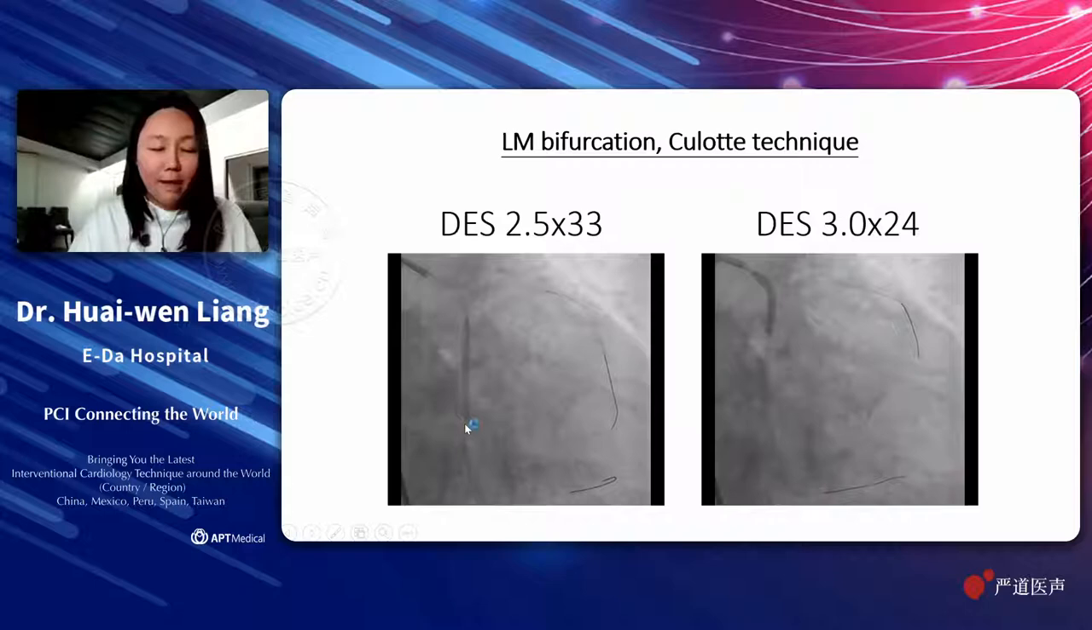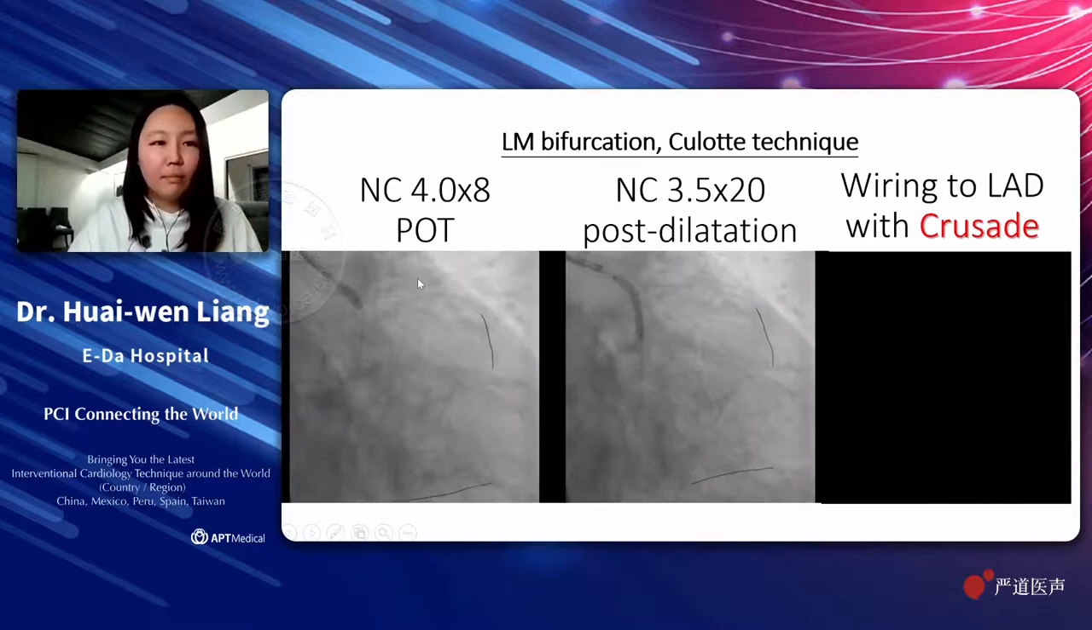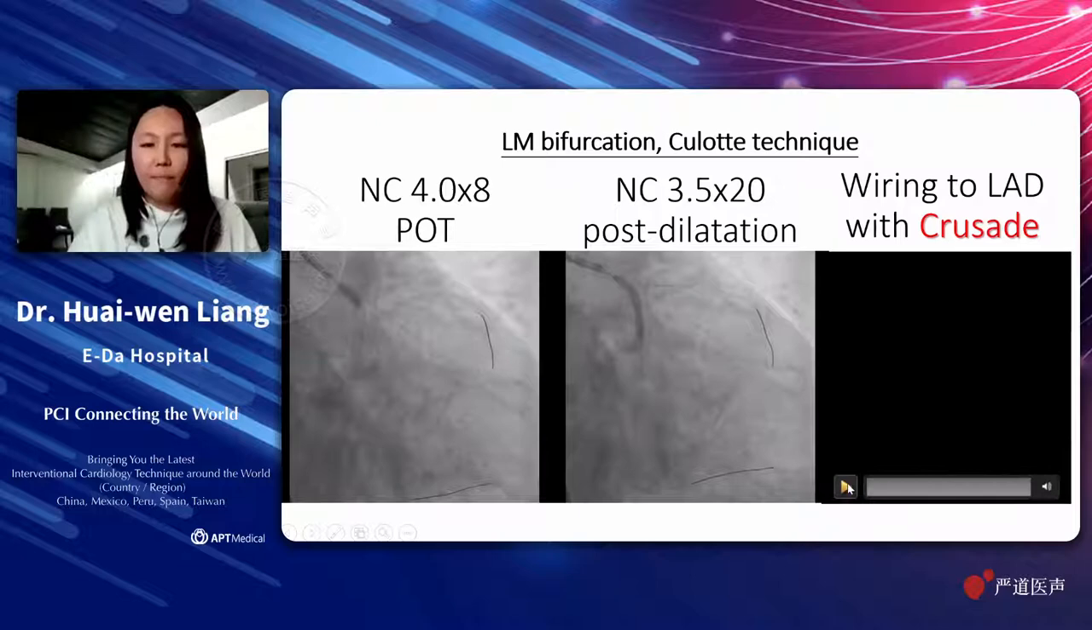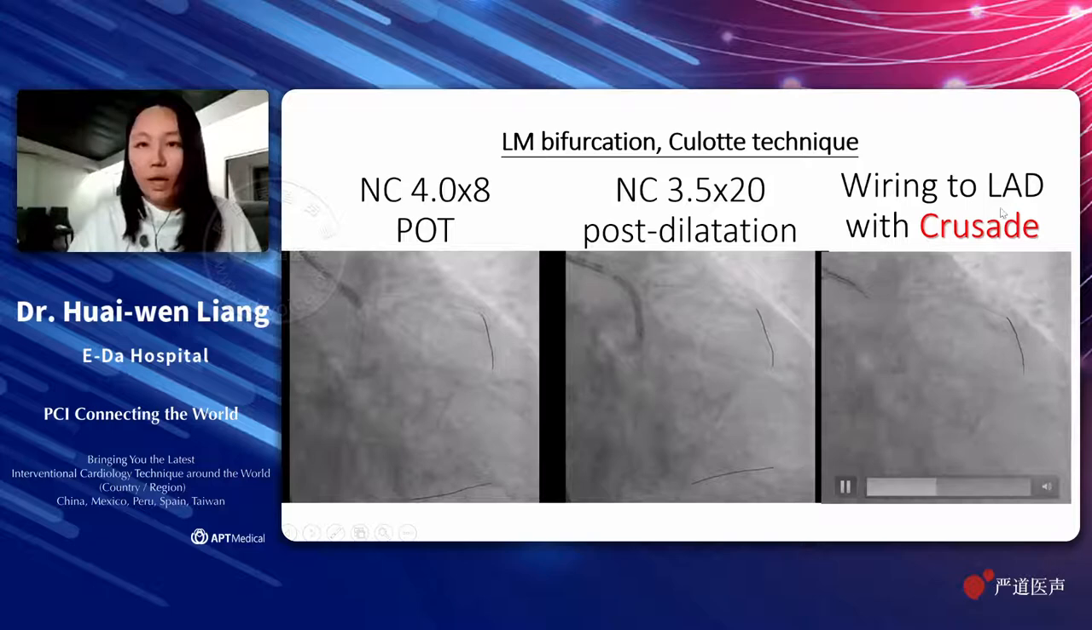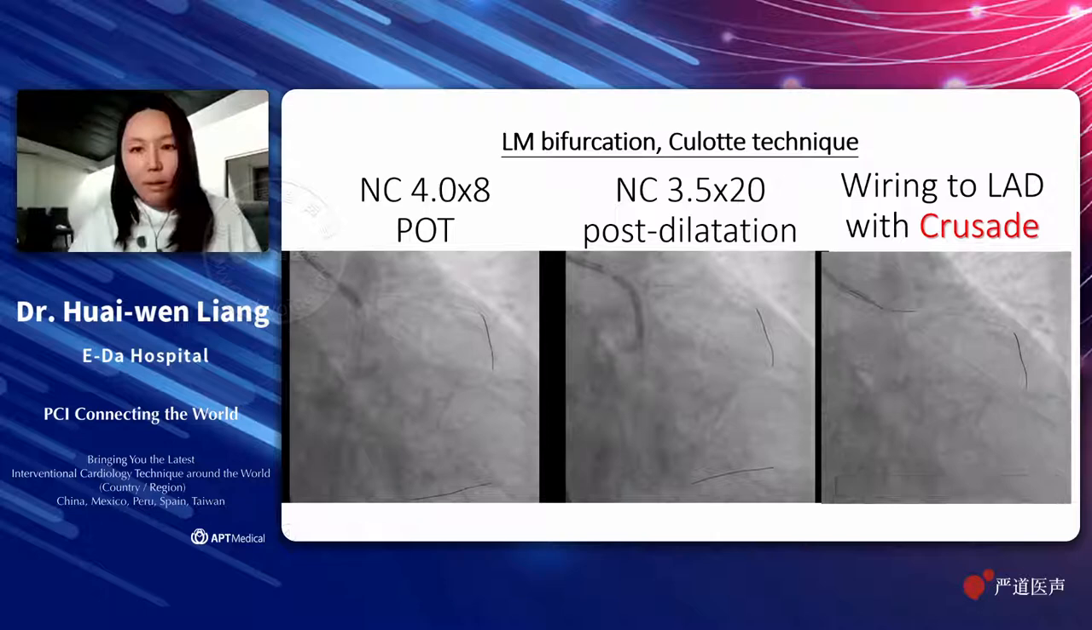After the first stem and the second stent from circ extending into left main, we use a 4.0 balloon to perform POT, and then an NC balloon for post balloon dilatation. Then we perform an important step of Culotte, that means we will wire the LAD wire under the support of Corsair through the stent strut of the left main to circ to LAD.